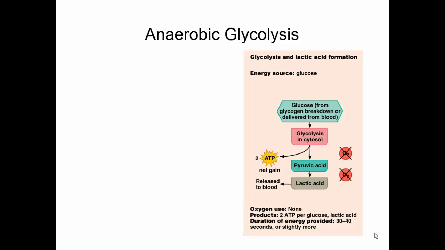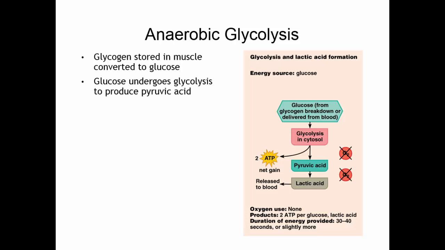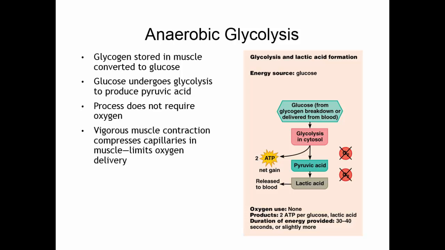In anaerobic glycolysis, we have glycogen stored in the muscle, and glycogen can be broken down to glucose. Glucose can then undergo glycolysis, and when we undergo glycolysis, we make a couple of ATP and we make pyruvic acid. This process does not require oxygen. Now you might think that since muscles have such a great blood supply, why would they ever be without oxygen? If you have vigorous muscle contraction start very quickly, it will compress the capillaries in the muscle, and this will limit the amount of oxygen delivered to the muscle tissue.